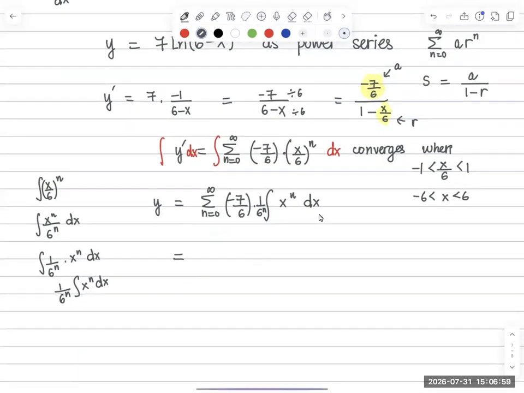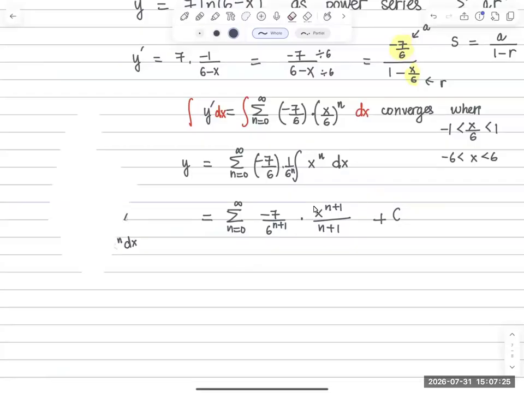So summation of n equals 0 to infinity, negative 7 on the numerator. I have 1/6, one copy of 6 times n copies of 6. So it's going to be 6 to the power n plus 1. And then x to the power n is just x to the power n plus 1 over n plus 1. And of course, we're going to add plus c.